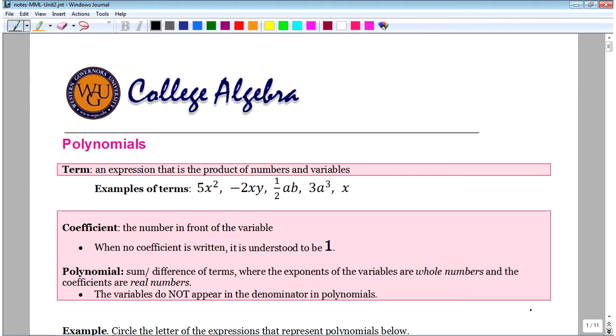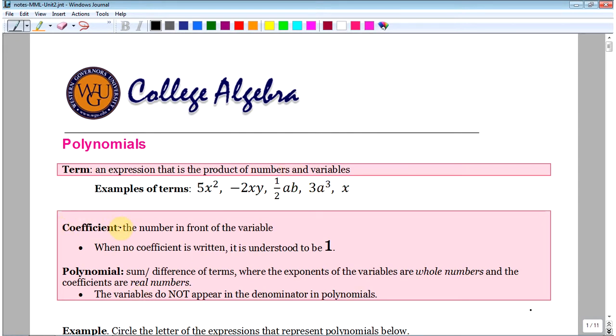A term is an expression that is the product of numbers and variables. Some examples of terms would be 5x squared. When there is no operation written between the number and the variable, it's understood to be multiplication. So we see that we have a product of numbers and variables. Negative 2xy, 1/2 ab. All of these are examples of terms.